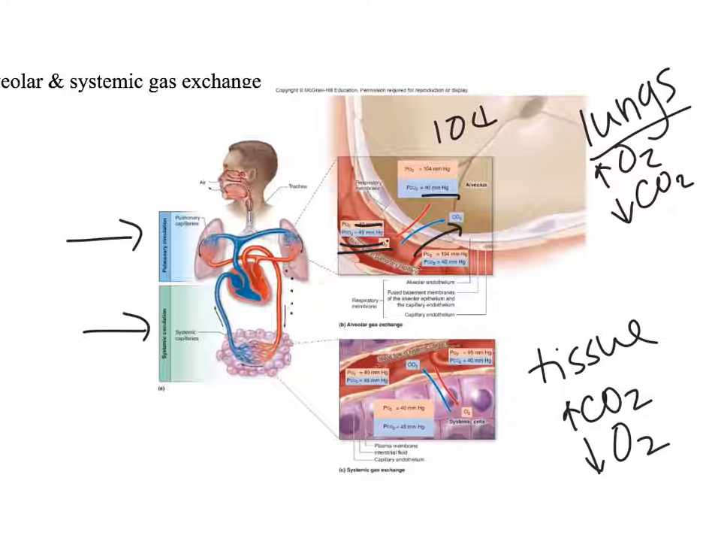Then the blood's going to get to the tissue. At the tissue, if the tissue's active, carbon dioxide will be about 45, but what it is over here is only 40. So carbon dioxide is going to go into the blood. Oxygen goes from 95, and this is 40, so it's going to go this way.